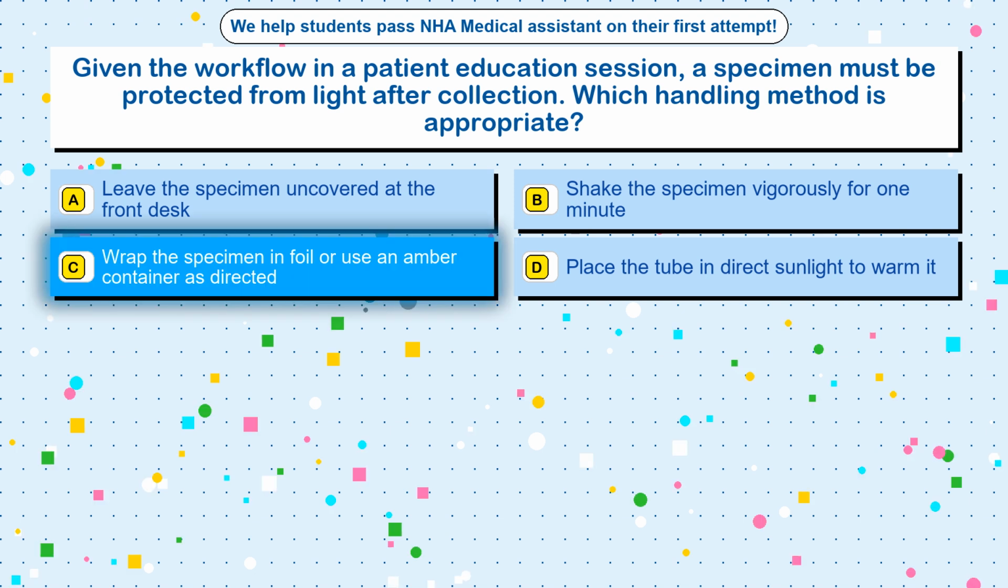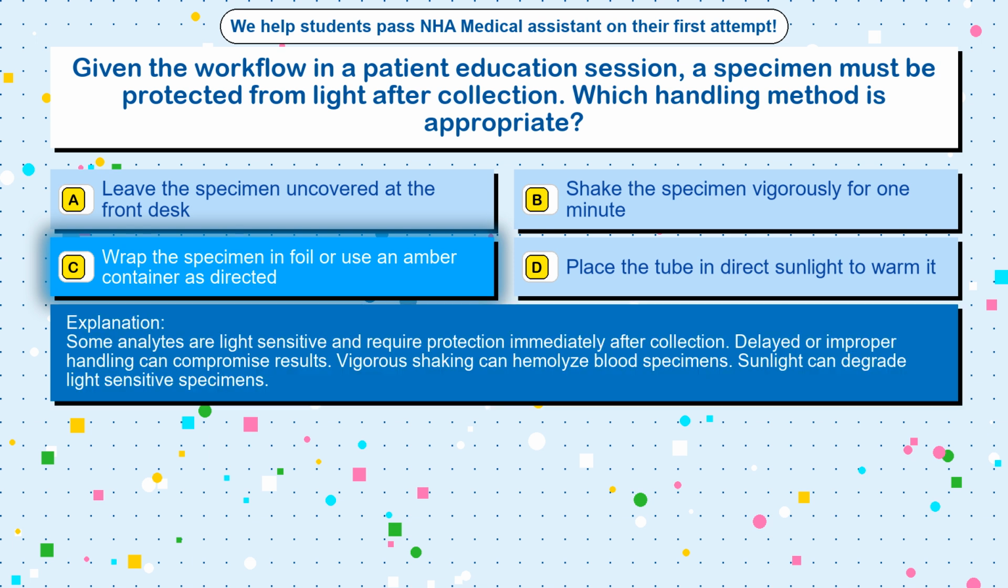The correct answer is option C. Wrap the specimen in foil or use an amber container as directed. Some analytes are light sensitive and require protection immediately after collection. Delayed or improper handling can compromise results. Vigorous shaking can hemolyze blood specimens. Sunlight can degrade light-sensitive specimens.